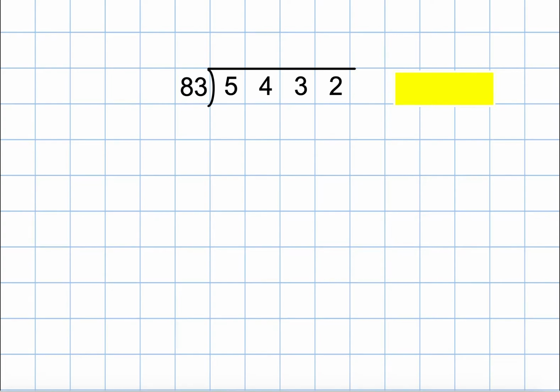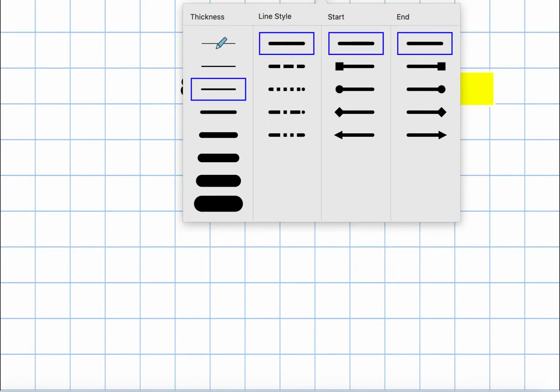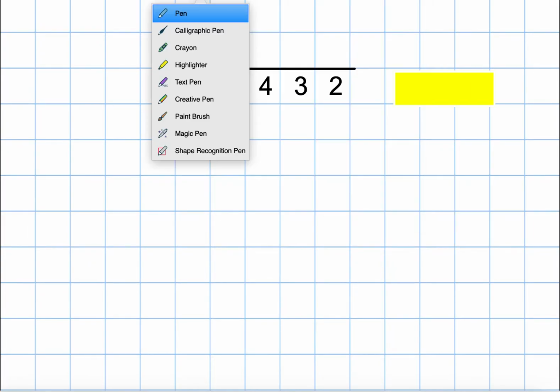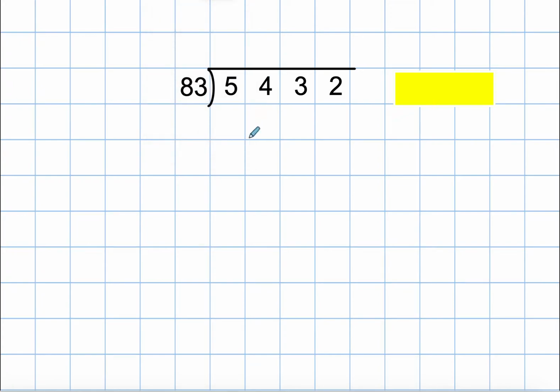So let's take a look at long division with two-digit divisors. Now, your first part is the most important part, and that is your estimate. You really need to think about what your starting point is going to be. So if I'm dividing 5,432 by 83, the first thing I do is my estimate. I round 83 to 80.